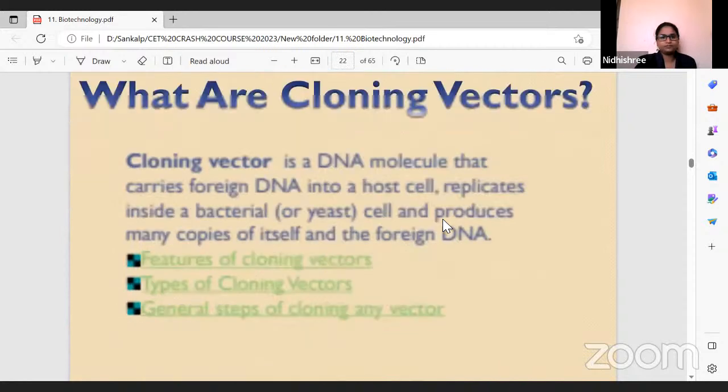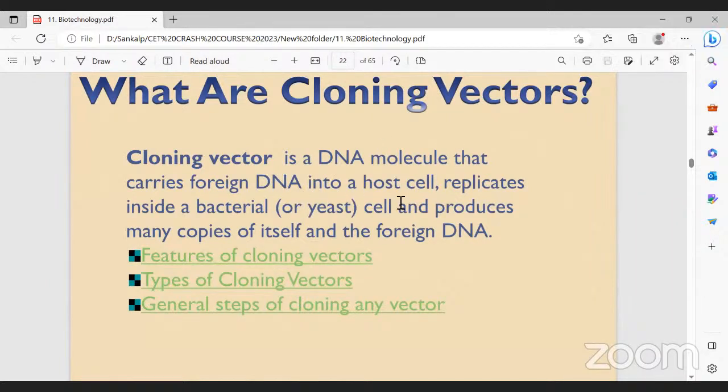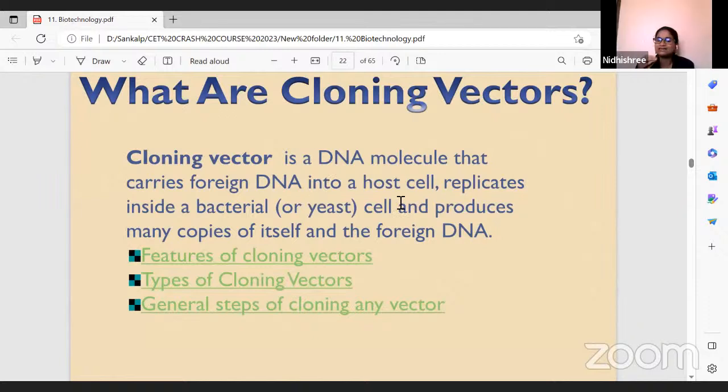Now, the next concept is, what are cloning vectors? What is a cloning vector? A DNA molecule that carries foreign DNA into a host cell. A cloning vector is a DNA molecule. Its work is to take the foreign DNA into the host cell. In the host cell it replicates along with the foreign DNA and produces many copies of itself as well as the foreign DNA. So this is called a cloning vector.